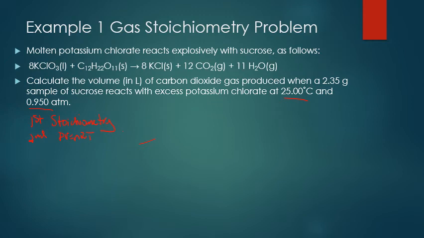So I do have grams, but notice that the grams is for sucrose, not for the CO2. So I need to convert from the sucrose into the grams or the moles of the CO2 when I solve this problem. So the first thing, I would take the 2.35 grams of the C12H22O11 converted into moles. So 1 mole of the sucrose is 342.34 grams.